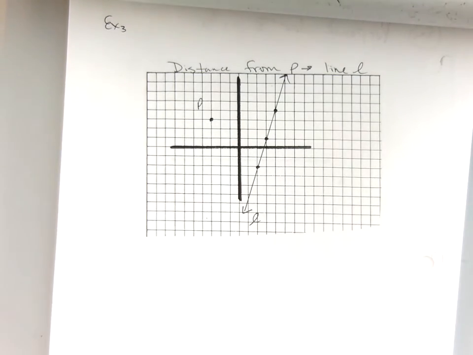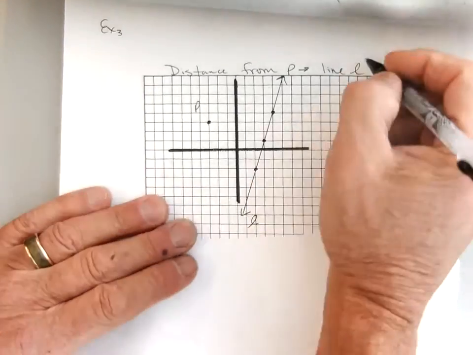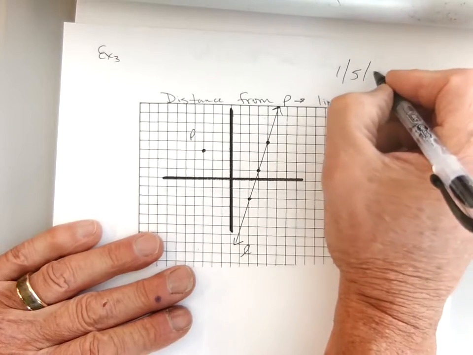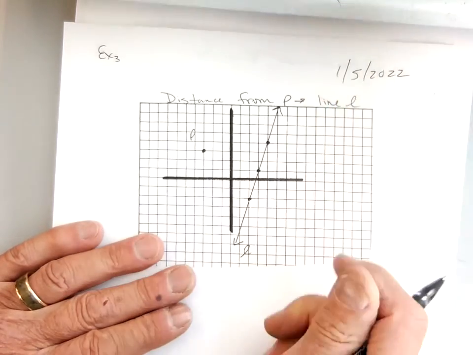Okay, so let me go ahead and we're going to go slowly. So today it is enero 5, 2022.